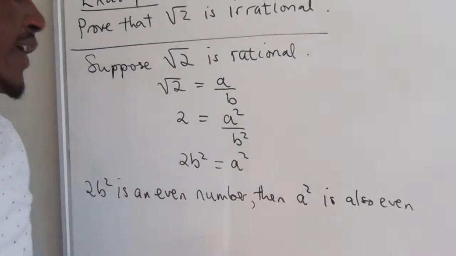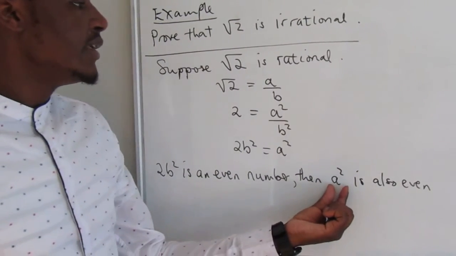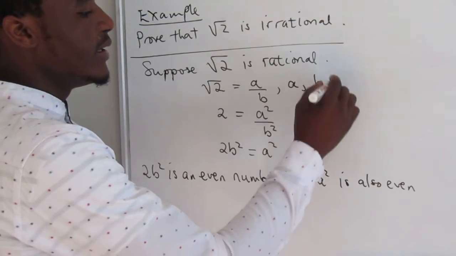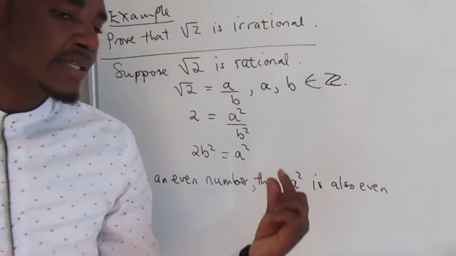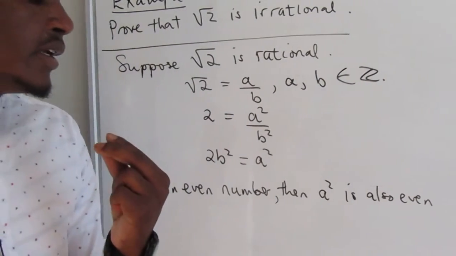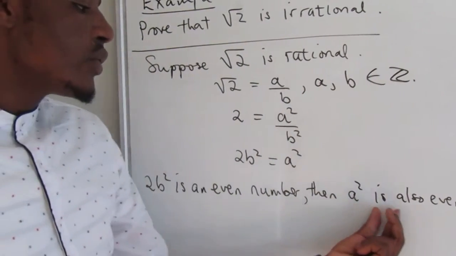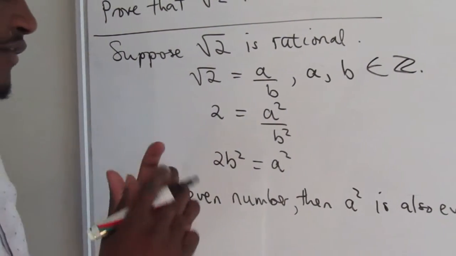Alright, so if a squared is an even number, remember we said that a and b are integers, and an integer can be even, and an integer can also be odd. So if a squared is an even number, then what is the value of a?